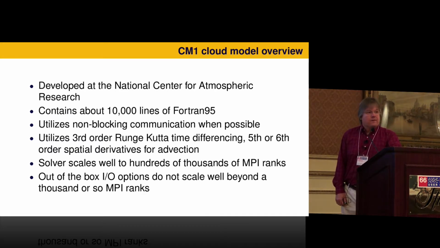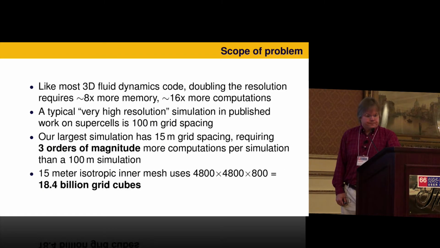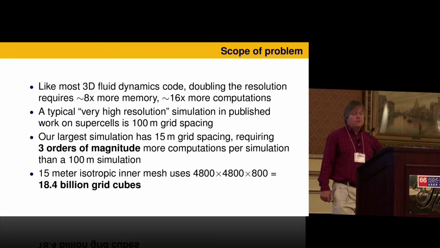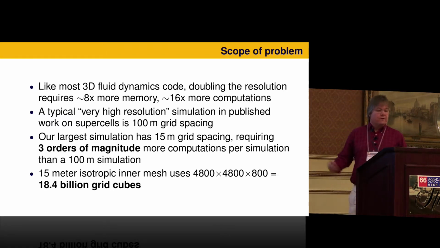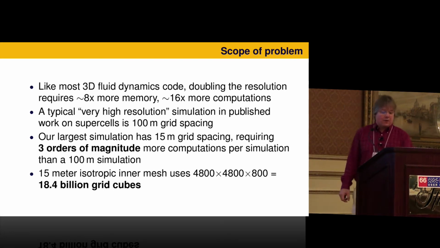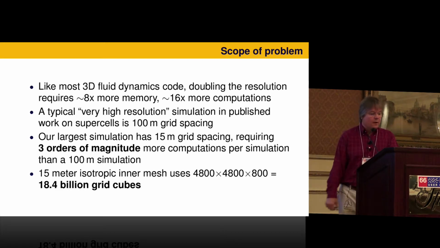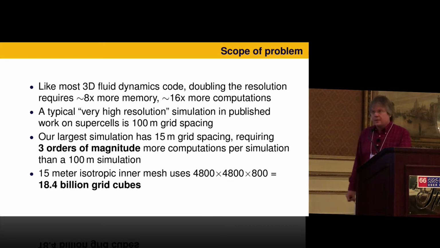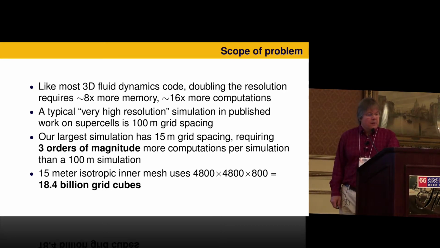Much of the work I've done in the past decade has simply been dealing with I/O and managing data. So the scope of the problem: there's an earlier slide about NCAR and how if you double the resolution, it takes 10 times more resources. That's basically the problem, 8 to 16 times more computations because you have to reduce the time step as well. In the field of meteorology, if you read the journals, a typical very high resolution simulation is about 100-meter grid spacing. We're running at 15-meter grid spacing. That's the highest resolution simulation I've done thus far, which is 3 orders of magnitude more computation per simulation.